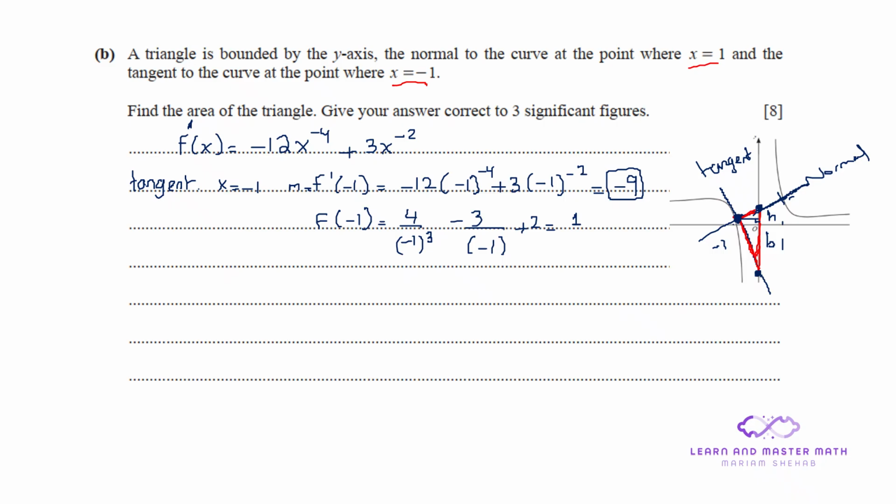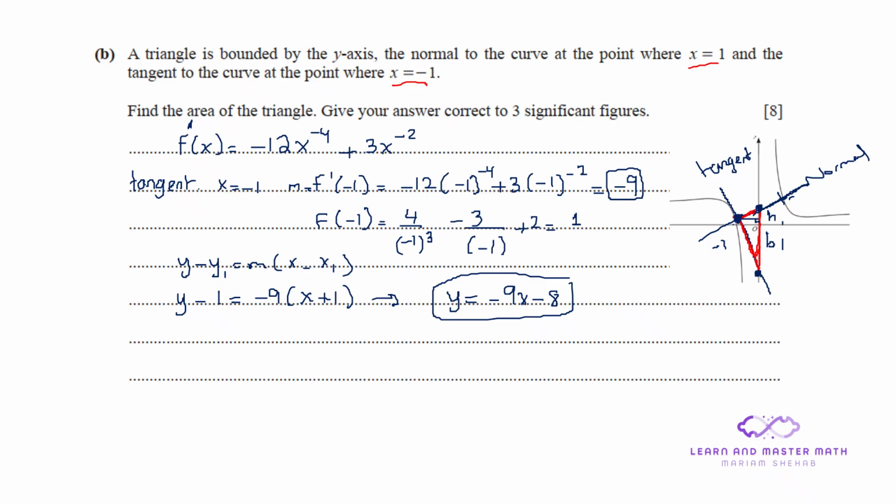Now I will use the formula, or point slope form, or any form you like. I will use y minus y1 equal m into x minus x1. So y minus, my y here is 1. The slope I got is minus 9, x minus negative 1, so plus 1 here. If you arrange this, you will get the equation of the tangent, which is y equal minus 9x minus 8. I will use this later, I'll go back to it.